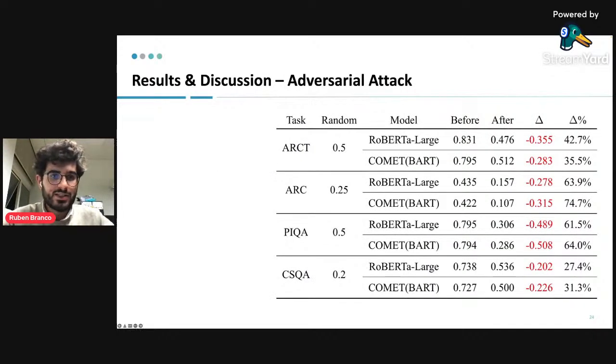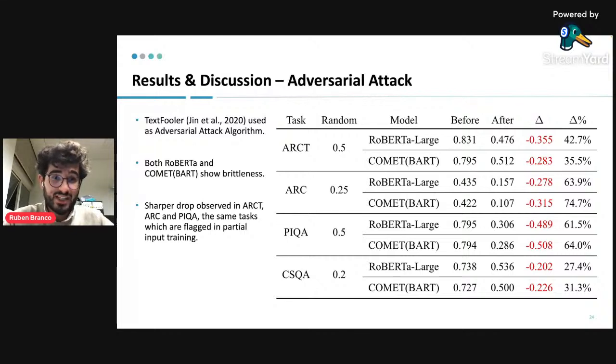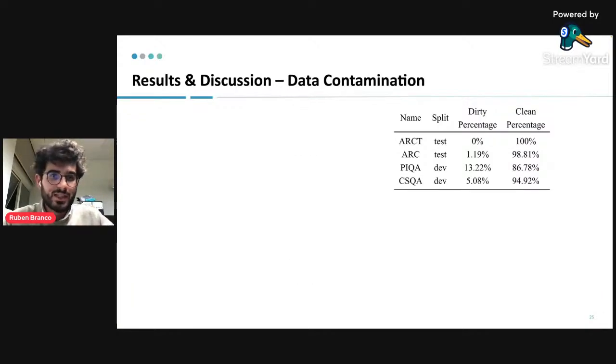So the results for each task, as you can see here, we use TextFooler, of course. And as you can see here, both RoBERTa and BART show a lot of brittleness when faced with these adversarial attacks. The deltas are absolutely huge, and these are in terms of accuracy, with even 0.5 accuracy down in physical interaction Q&A. And a sharper drop is actually seen in the tests that were flagged in the previous experiment for being broken. So the argument reasoning comprehension task, the AI2 reasoning challenge, and the physical interaction Q&A task, which is an interesting pattern.